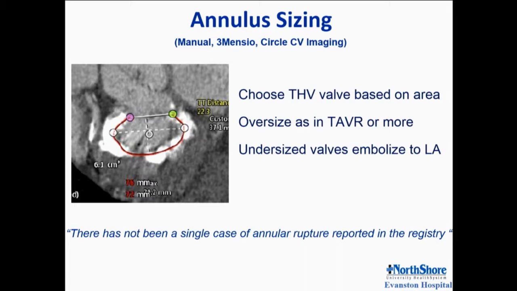Once you are done with your sizing, then we need to choose a transcatheter valve. Now, I'm talking about a balloon expandable valve. We extrapolated what we have learned from the TAVR experience, so we base the transcatheter device selection on area. We need to oversize as in TAVR or more, so don't be shy oversizing. There hasn't been a single case of annular rupture reported in the registry in more than 100 cases. If someone knows of one, please let me know, because that would be a very, very important concept.